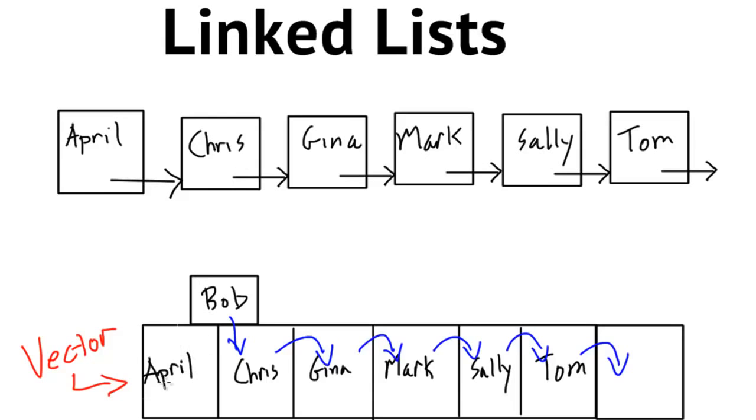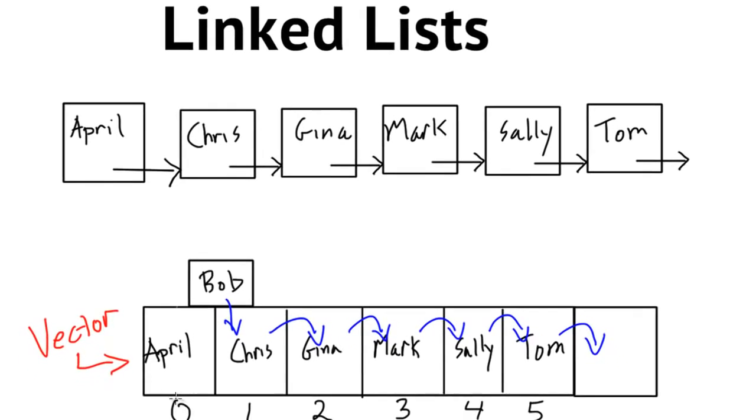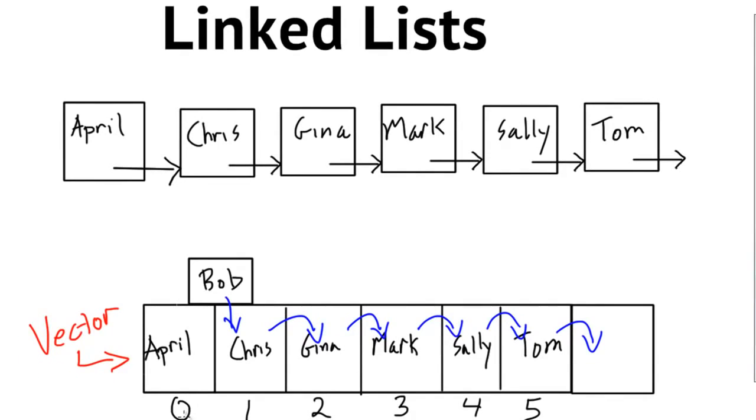We don't have what we had with the vector. So with the vector, we had these index values. Each one of these elements here were adjacent or contiguous to one another. That's not the case with a linked list. So these nodes could be very far apart in terms of where they reside in memory. So April could be 1,000 address spaces away from Chris, and Chris could be 10,000 address spaces away from Gina, whatever it may be. The way we get from one node to another node is via these links here.